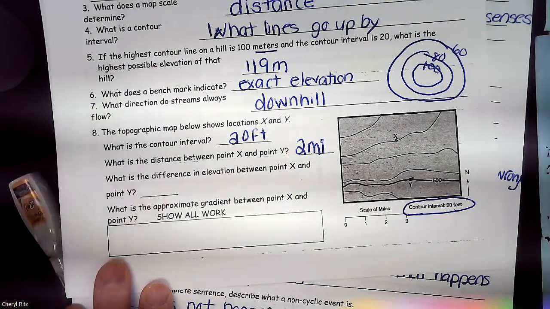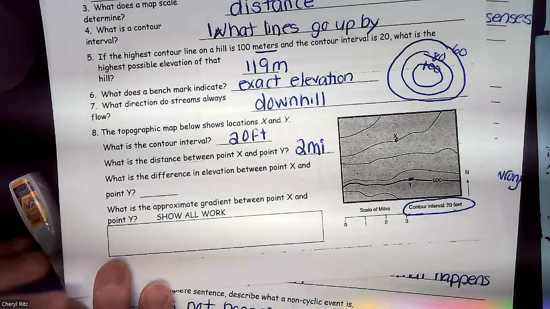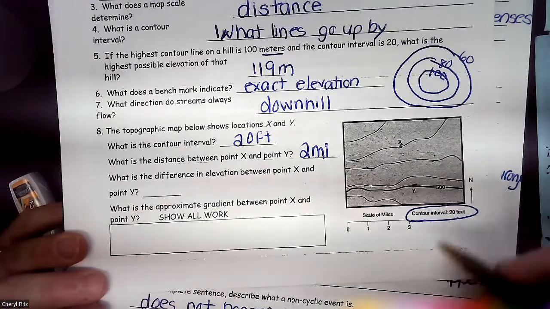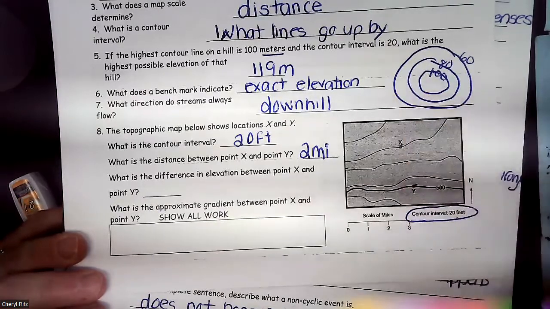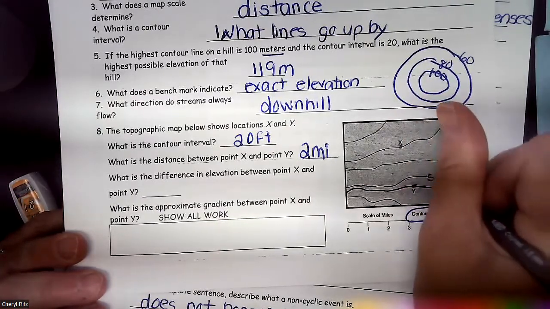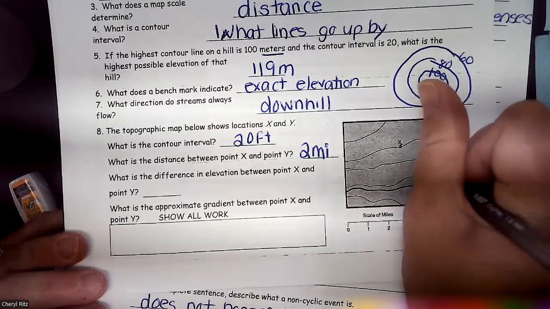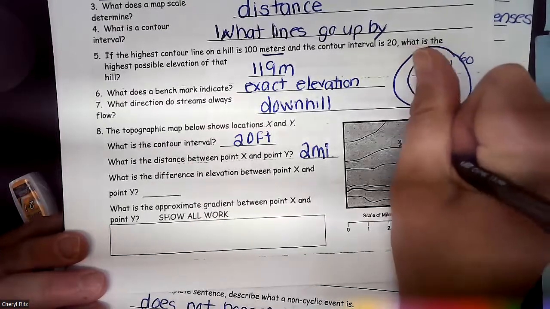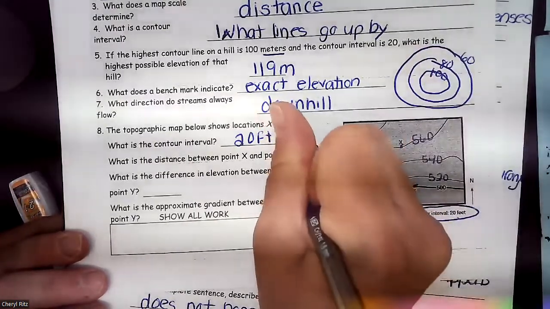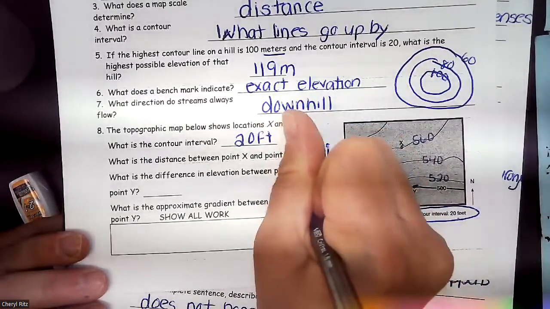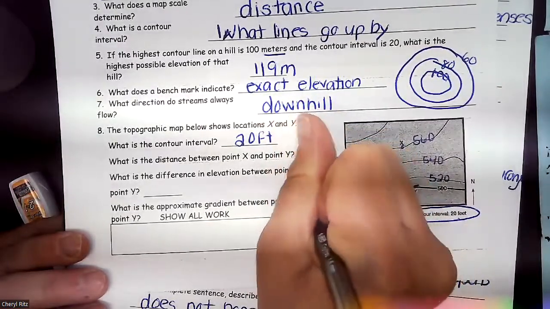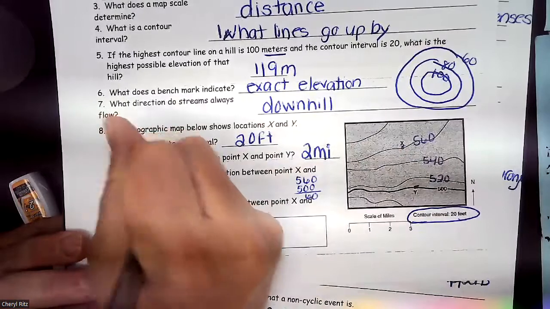So now how do we do the difference in elevation between X and Y? This is where we use the contour interval. If this one's 500, what's X? They go up by 20. So there's 520, 540, 560. 560 minus 500 gives us just 60 feet.